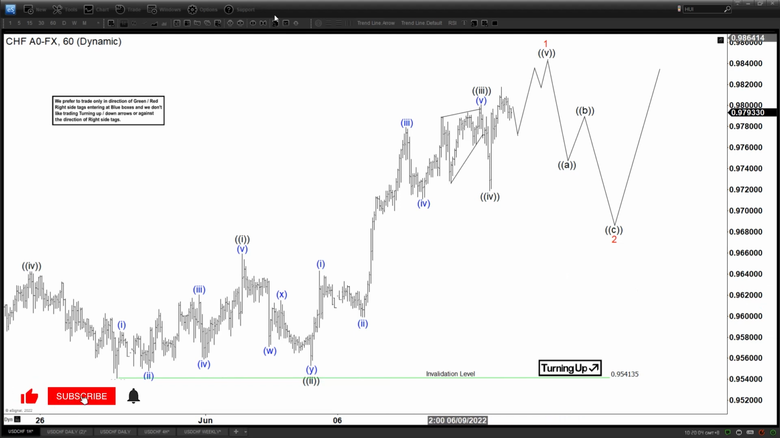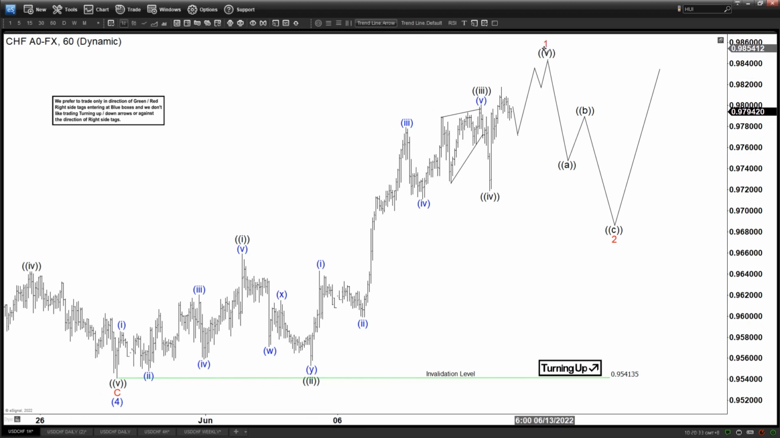So for today we are looking at the chart of the US dollar Swiss. This is a 60-minute chart. We can see we ended with 4 in the intermediate degree at 0.9540 and then started to rally higher, and that suggests this rally is in a wave 5 in the intermediate degree. Within wave 5 it subdivides into 5 waves, and we are about to finish this first wave of 5, right? So this is wave 1 of 5.